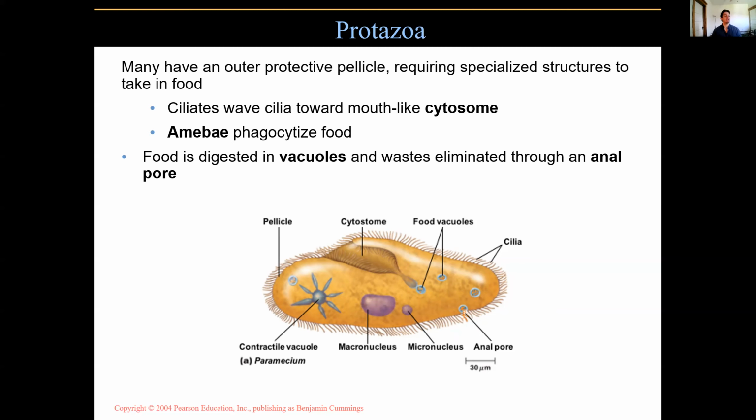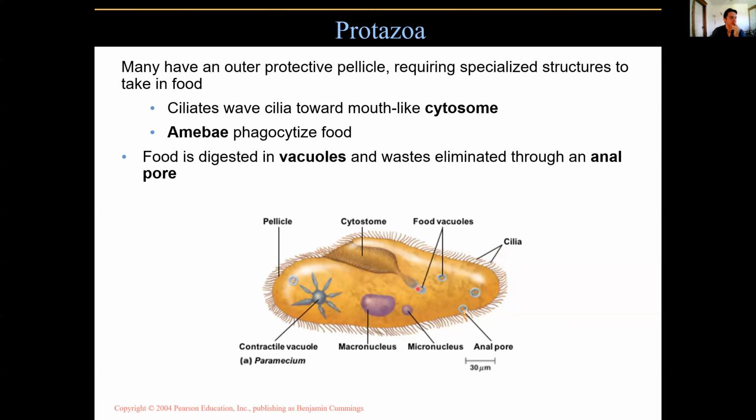So if you look at ciliates, for example, you can see an example of one here. They have cilia that grow on the outside of the pellicle, and essentially these cilia can wave food towards the mouth, the cytosome. Here you can see the cytosome. You can almost think of them as little fingers that help guide food to where they need to get the food to eat it.